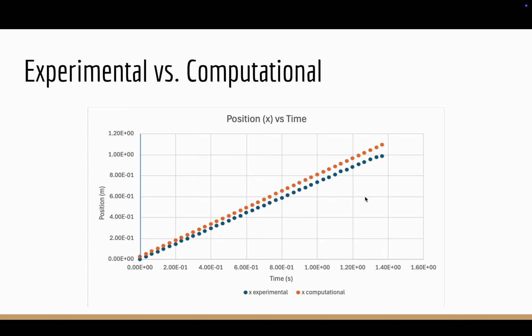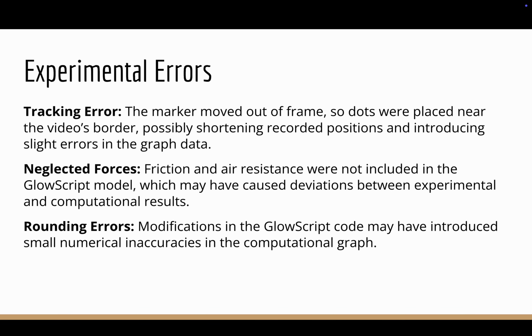Using that data, we plugged it into Excel, and here are the two graphs. Notice that as time progresses, the experimental data begins to deviate from the computational predictions. This discrepancy is due to experimental errors.